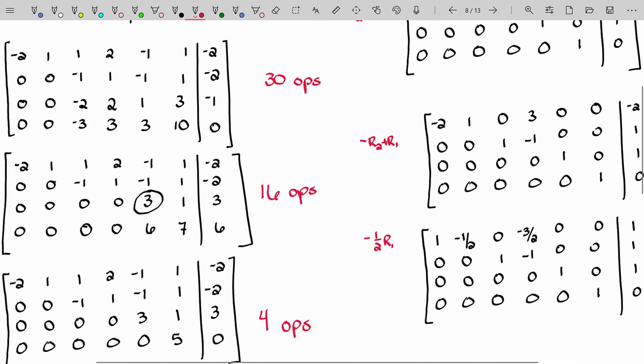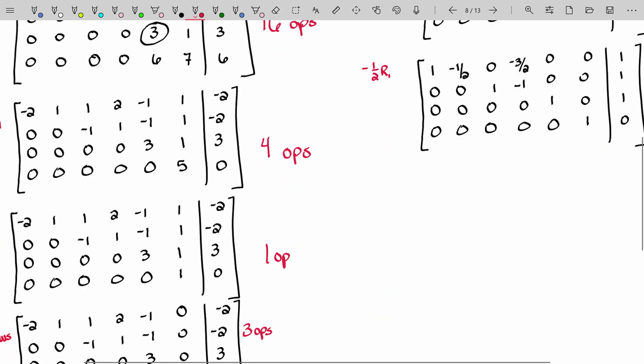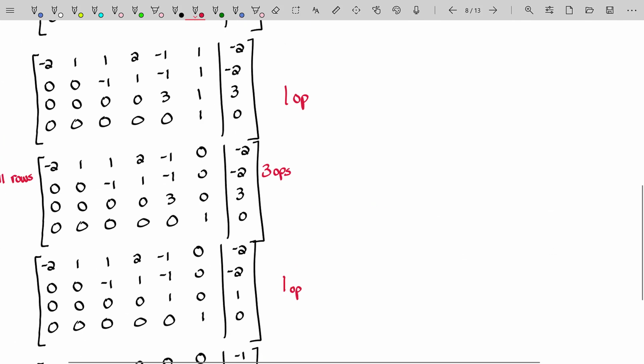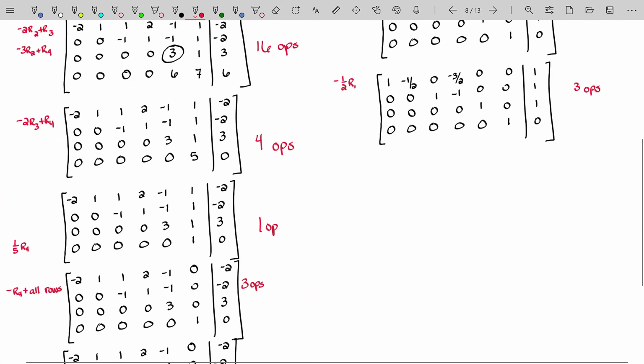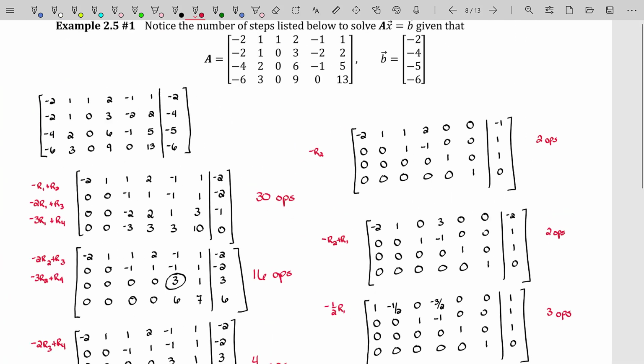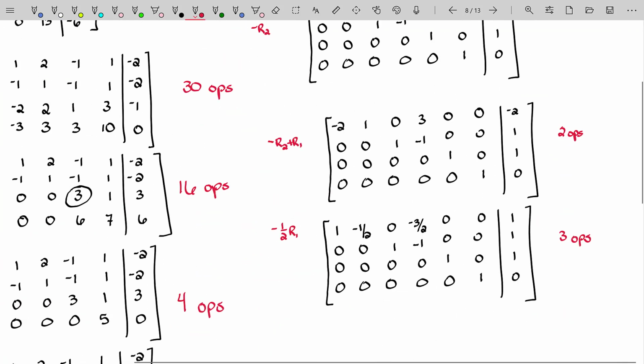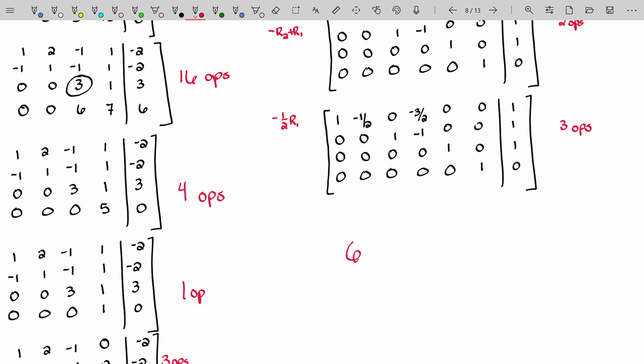Let's see, we have 30 plus 16 is 46, plus 4 is 51, 54, 55, 55 is 57. Okay, 57 operations there. Plus the 2 is 59, 61, 64 operations altogether. And that's if you optimize the entire process.